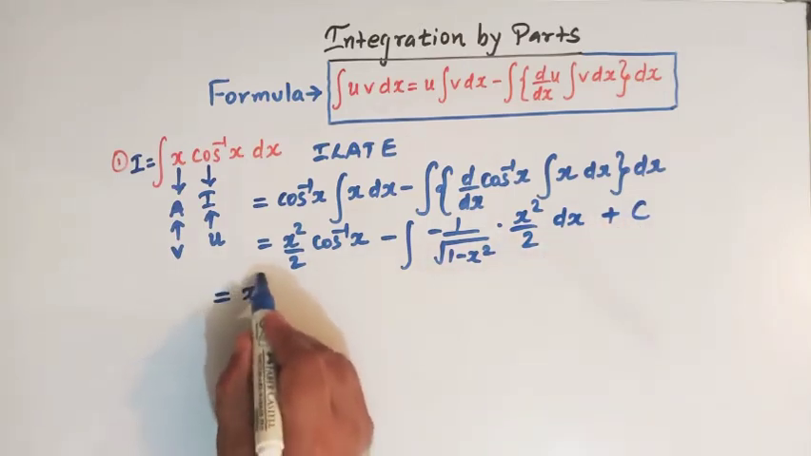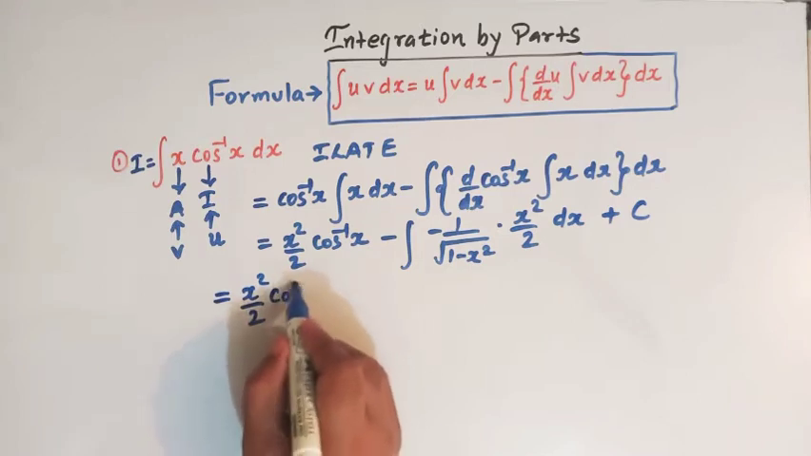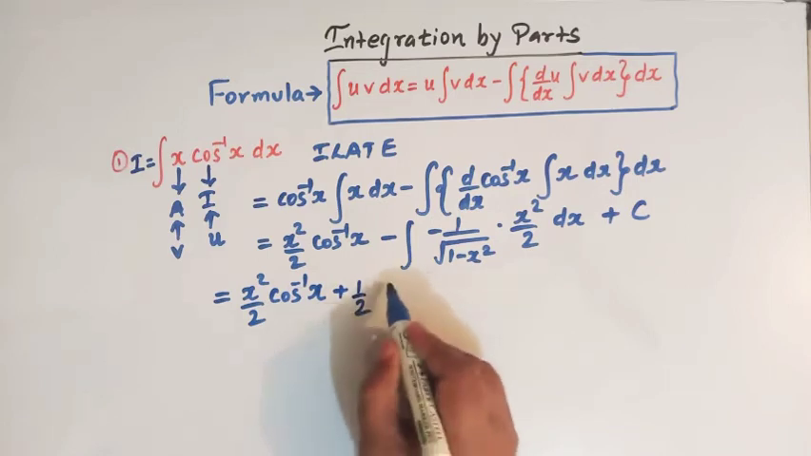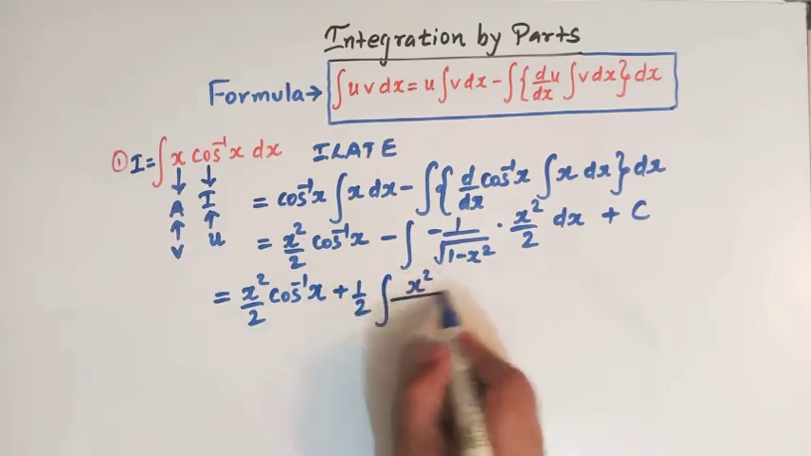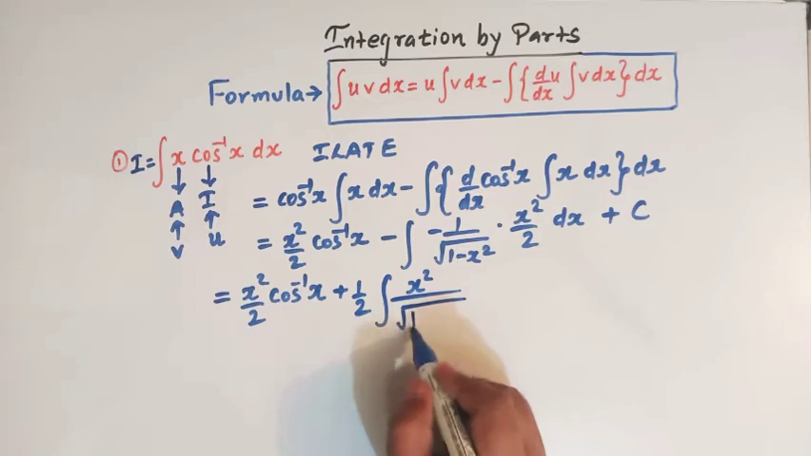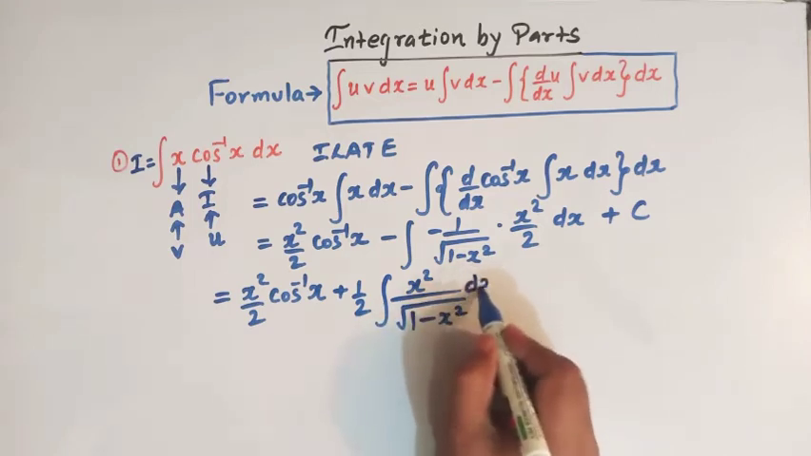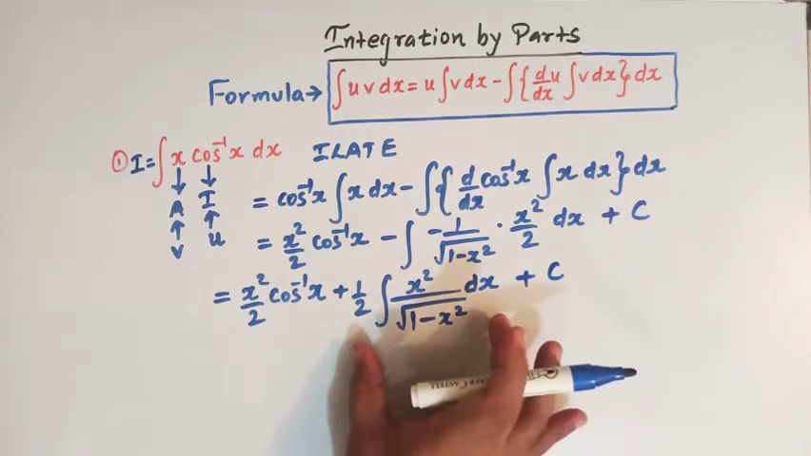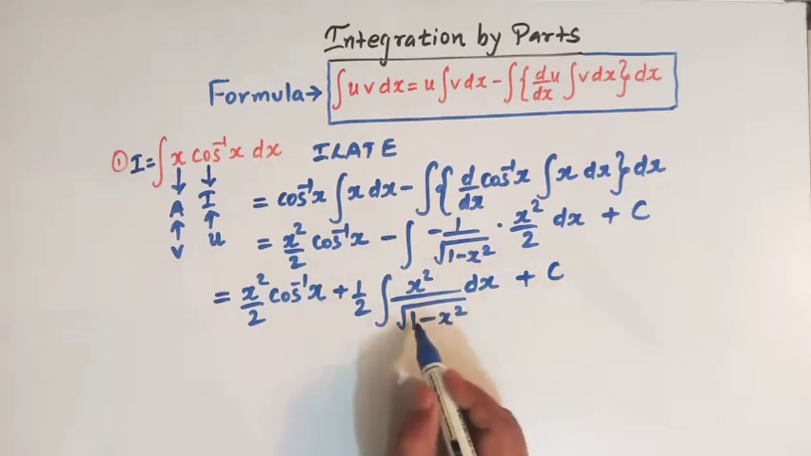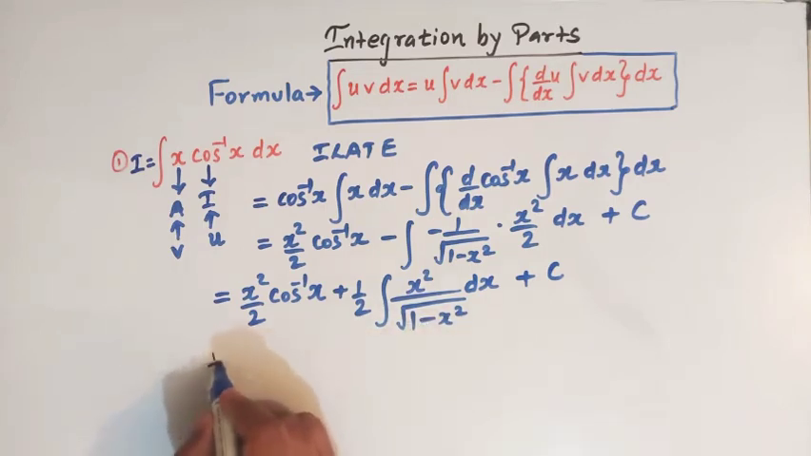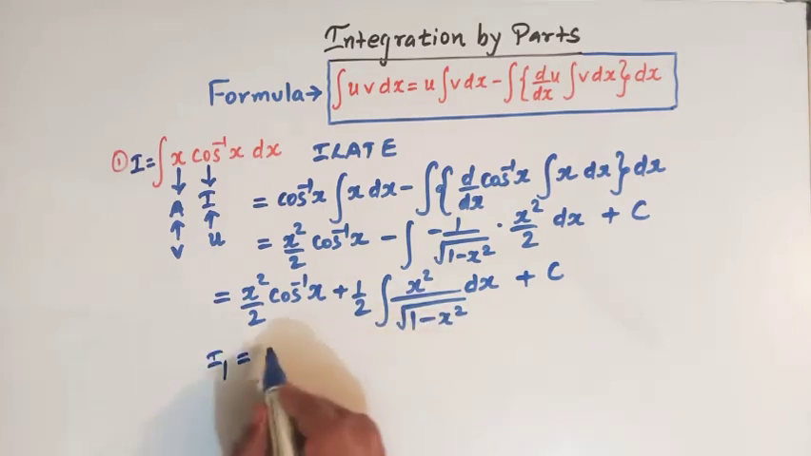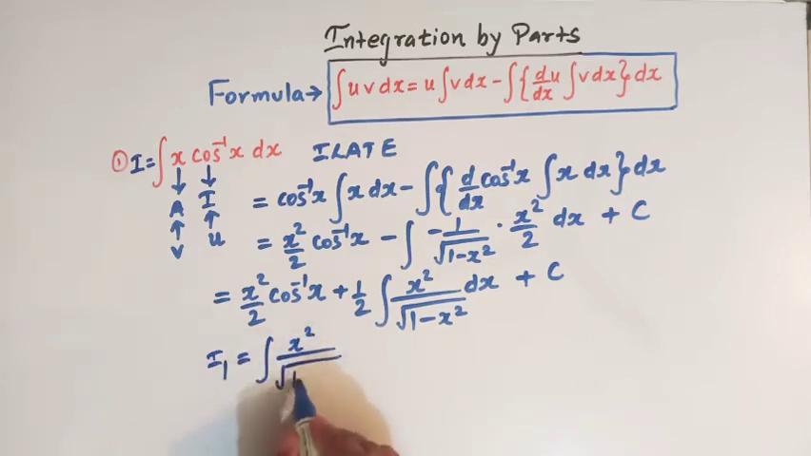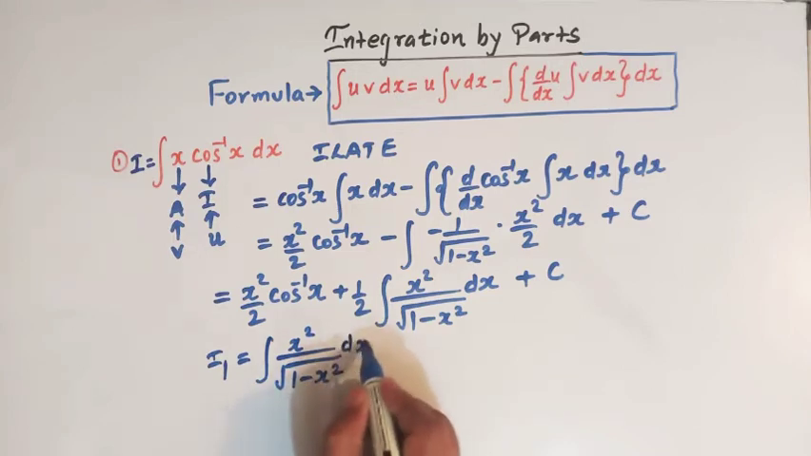Now this can be written as x square by 2 cos inverse x, minus minus plus, so we have half the integral of x square divided by square root of 1 minus x square dx plus c. Now our aim is to find the value of this integral, right? So let us call this integral I1, and let us take I1 as the integral of x square over square root of 1 minus x square, right?